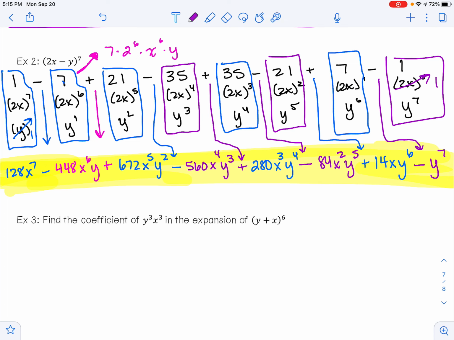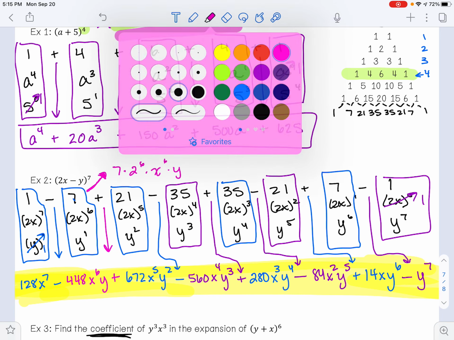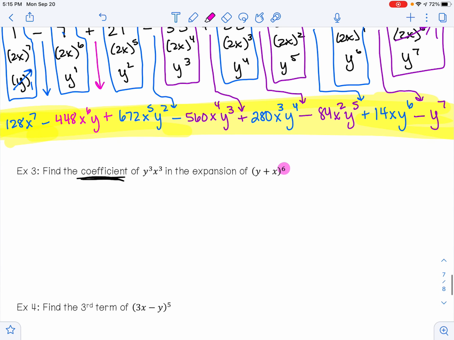Let's look at example 3. Example 3 says find the coefficient, so I don't have to multiply everything out. We just want to find the coefficient of y cubed x cubed in the expansion of y plus x raised to the 6th power. So if I have y plus x raised to the 6th power, then I'm going to be looking at this row right here. So I have 1, 6, 15, 20, 15, 6, and 1.